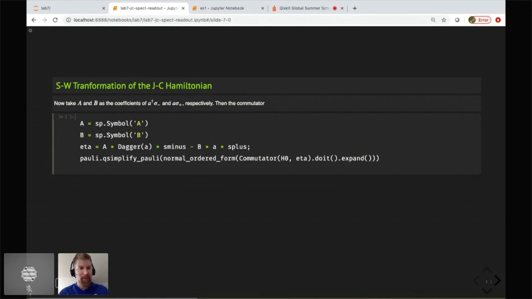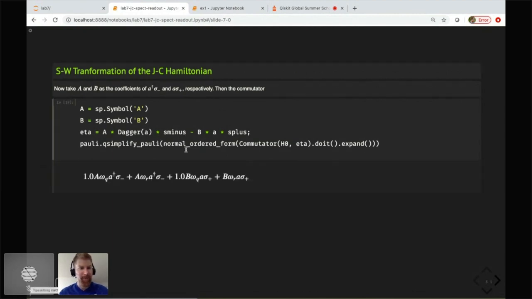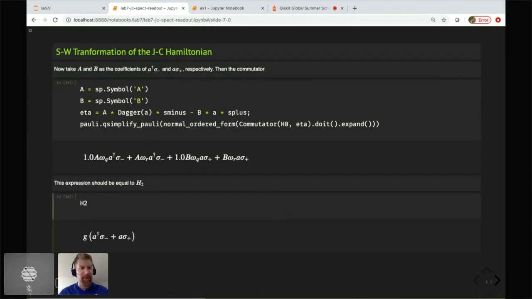So by taking those two terms I mentioned and giving them these coefficients A and B before them, we can perform this commutator and set them equal to each other. So this is the commutator that we've arrived at now. It's very similar. It has the two terms, a dagger sigma minus and a sigma plus. And then that needs to be equal to our expression for H2, which we can just evaluate here. It's just G times those two numbers.